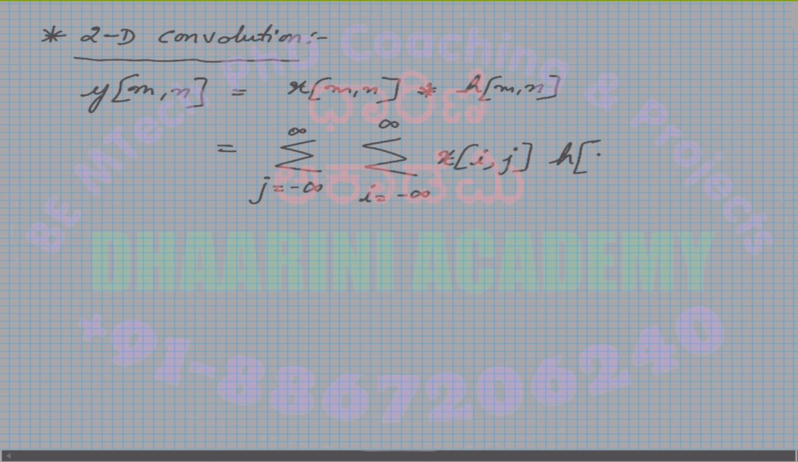So I'll write this as m minus i, right? Like n minus k. Same thing, this is n minus j. i and j are the shifts, i along the x-axis, j along the y-axis. You have to repeat this to get your final answer, that is y of m comma n.